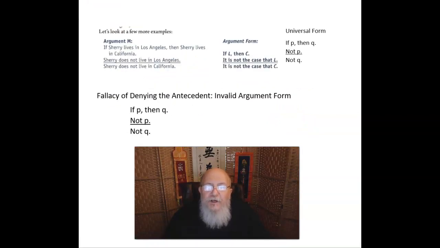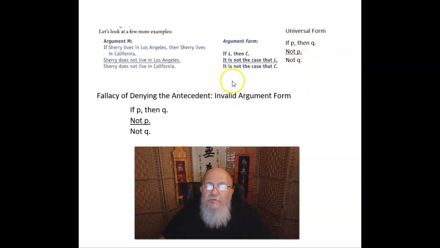Now Baronet asks us to look at a few more examples. He gives us argument M. If Sherry lives in Los Angeles, then Sherry lives in California. Sherry does not live in Los Angeles, therefore Sherry does not live in California. And that has the form, if L then C, it is not the case that L, it is not the case that C. Notice what he's done there. When we have the not, it means it's not the case that. And then we're going to abbreviate that in our universal form to just not. If P then Q, not P, therefore not Q.